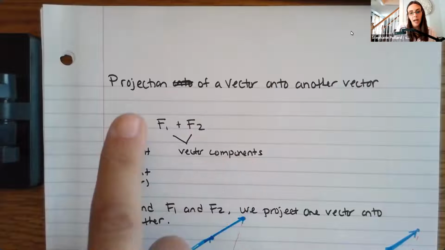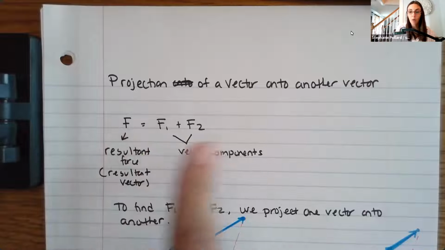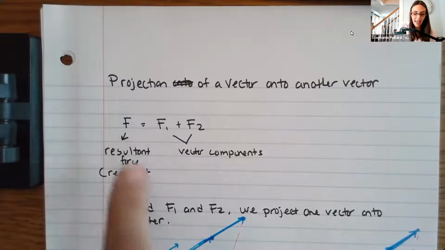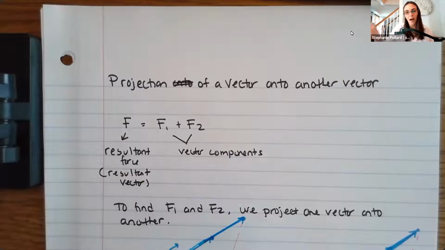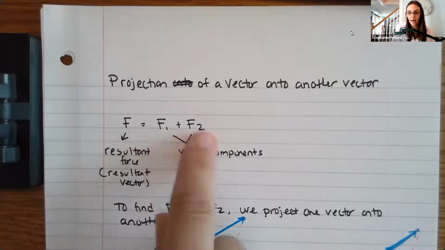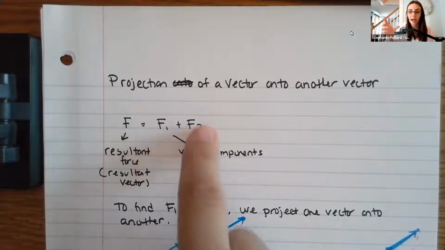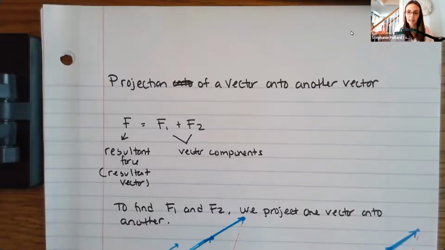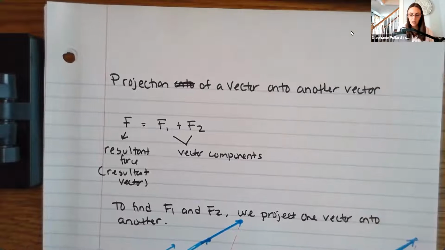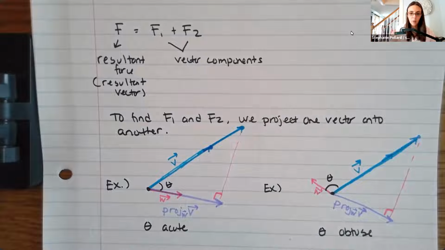But it actually helps to use projections to go backwards. So maybe you have the resultant force, but you need to work backwards to the two forces that were added, or you have the resultant vector, it doesn't have to be a force, and you work backward to the two vectors that were added. That's when projections can be the most helpful. So how do we work with projections?